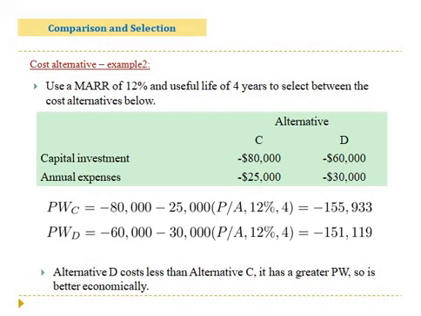Now another example, which is related to cost alternatives. Here I only have costs. So you will see that I have a capital investment of minus 80,000 and annual expenses of minus 25,000, so no positive payments. So I will get the present worth of C and the present worth of D, and I will choose the one that has the least cost. Okay, so here by comparing the present worth of C and D, I will choose alternative D, since the cost of D is less than the cost of C.